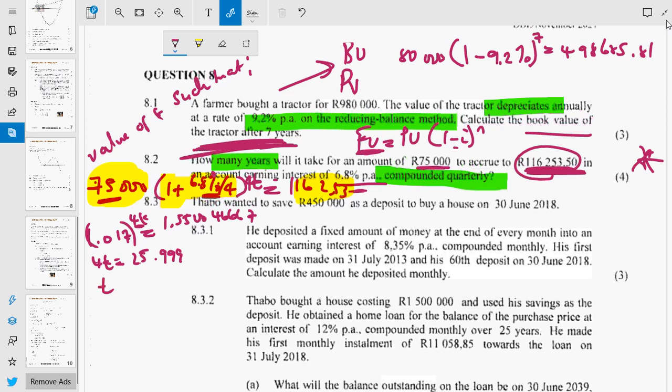But in order to find the t, because the examiner is saying how many years, you cannot give your answer in terms of quarters if you want to get the 4 marks here. So you've still got to take this answer and divide by 4. So if you divide by 4, you're going to get 6.49 years. I suspect most students messed this one up. Let's move on to the next question.